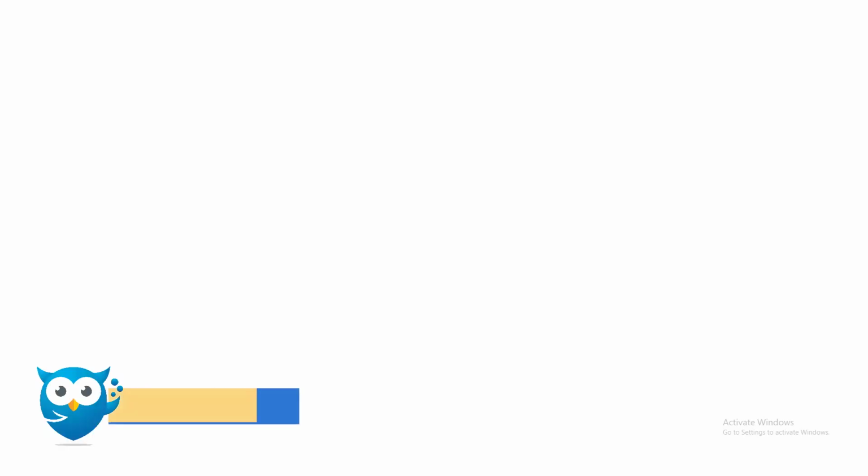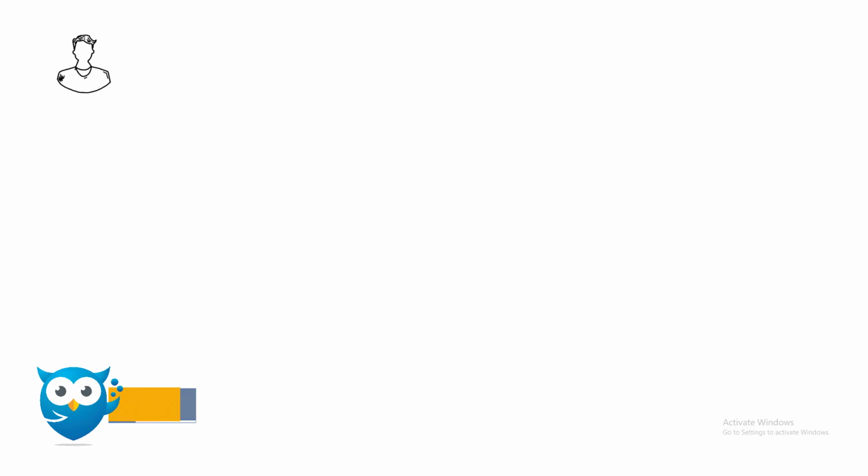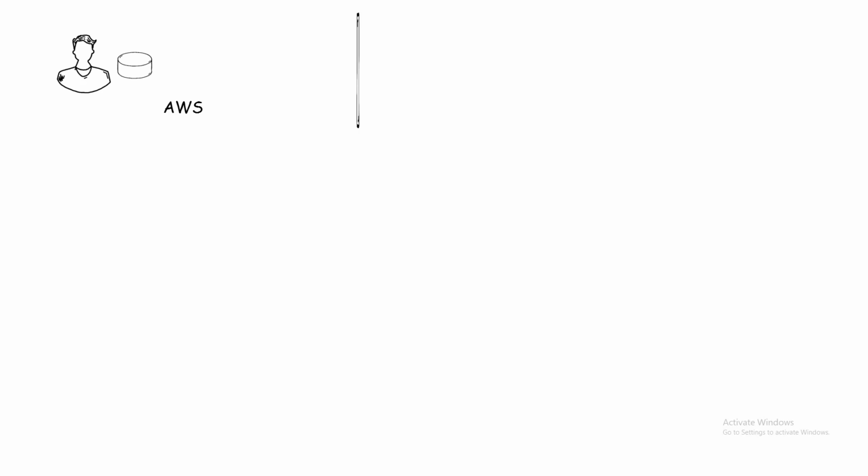Today, we're going to look at how the bot engine works. So let's look at a normal Alexa skill. You have a user, and you have the AWS environment. And that user may have a device such as an Echo.